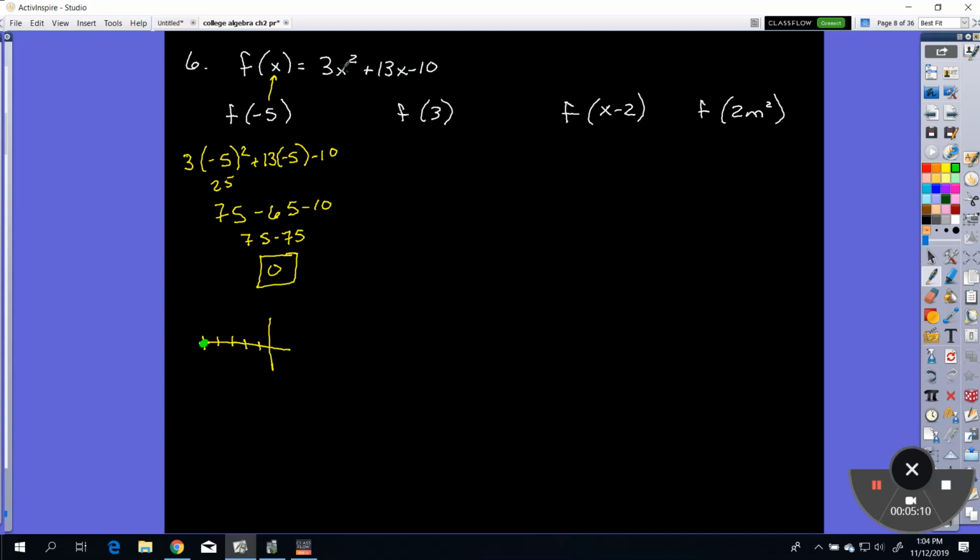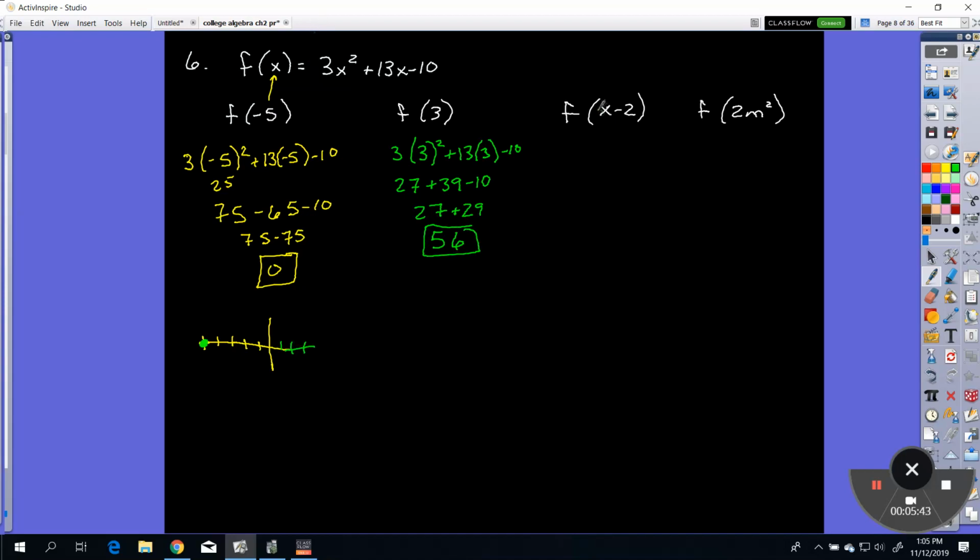So now I'm going to plug 3 in for x on this one. So I have 3 times 3 squared plus 13 times 3 minus 10. So 3 squared is 9 times 3 is 27. 13 times 3 is 39 minus 10. So that's 27 plus 29. So that makes 56. So in other words, when x is 3, my y value is way up here at 56.